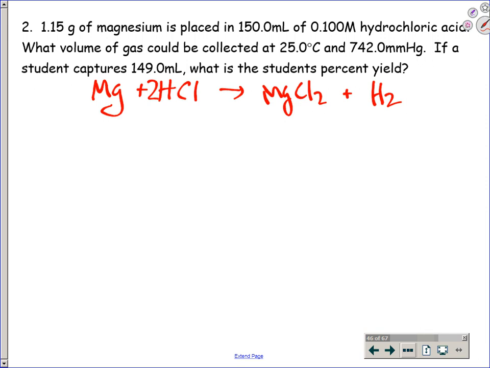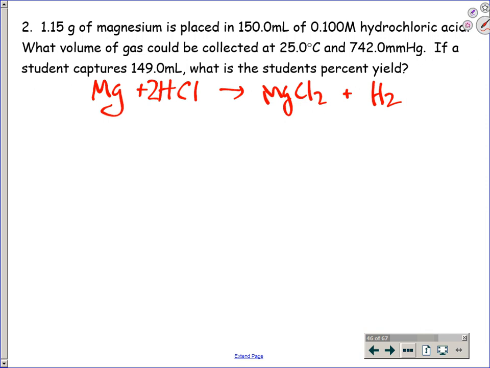So in the end, this is a limiting reagent problem, okay? The question is asked of how much gas is produced in volume. We're provided temperature data, pressure data. Then it says the student captures a certain milliliter volume of the gas and asks for percent yield. So let's think the whole shebang through, okay? We're just asking for percent yield. So what does that really mean we need? Okay, so we need actual yield and we need theoretical yield. We're going to multiply that by 100 to get percent yield.